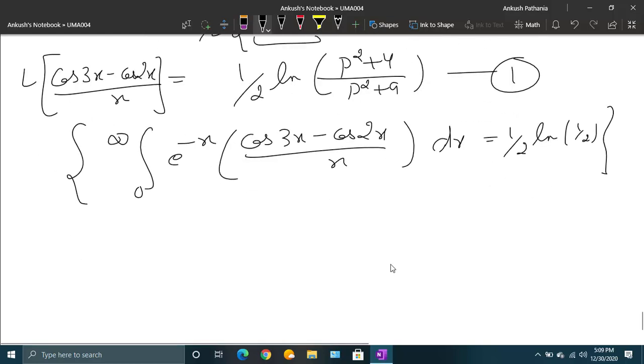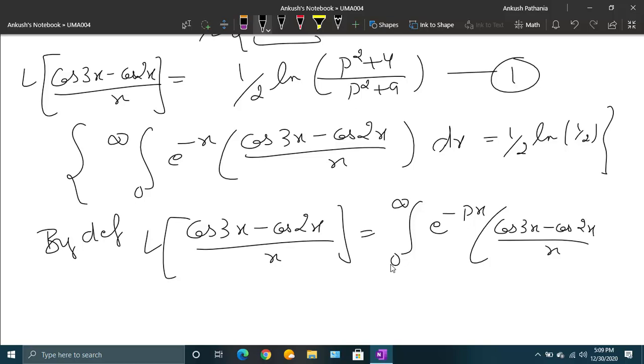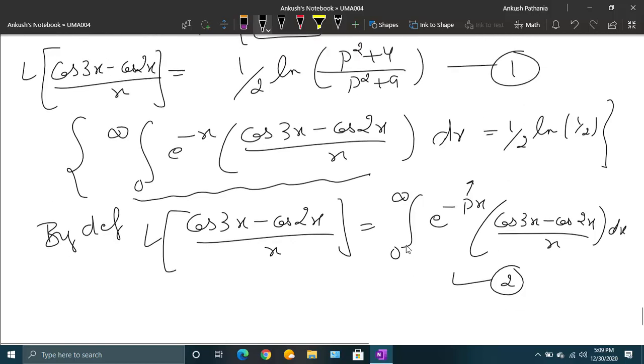So now I got the Laplace of (cos 3x minus cos 2x) by x. By definition, Laplace of (cos 3x minus cos 2x) upon x is equal to the integral from 0 to infinity of e raised to power minus px, (cos 3x minus cos 2x) by x, dx. Now you can see I can get this form by putting p equals to 1 here. So that is why we now use the definition.